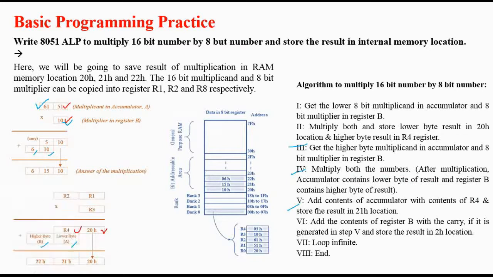Add the contents of the accumulator with the contents of R4 and store the result in the 21H location. So after adding, we store it in 21H and add the content of register B with the carry. If it generates a carry, then that carry will get added, and that result will get stored in the 22H location. Then a loop, infinite, so your pointer will jump over here and again and end of the program. In this way the program will get executed. So this is the basic idea of our program execution.